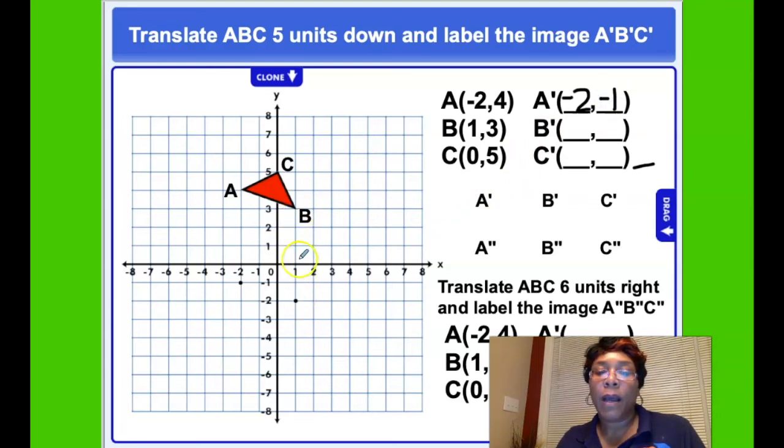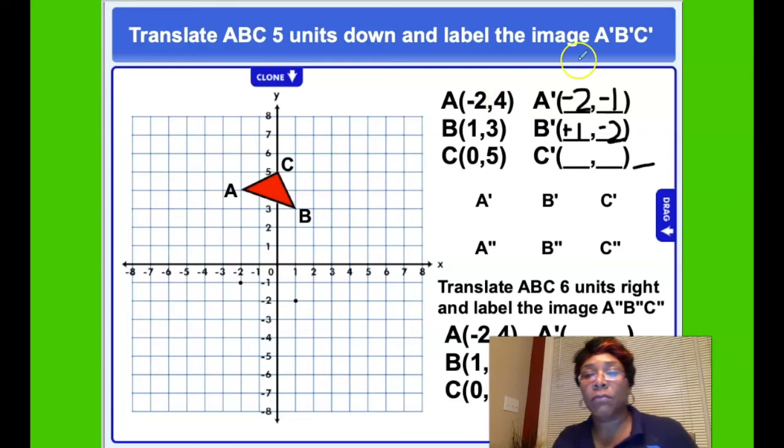B is here, +1, -2. We'll go ahead and put a plus sign there, so that's +1 and -2. All right, then we're looking at C. That's right there on our y-axis. So we have 1, 2, 3, 4, 5. It's right there at the origin, if I counted them correctly. So let's see, that is 0 and 0.